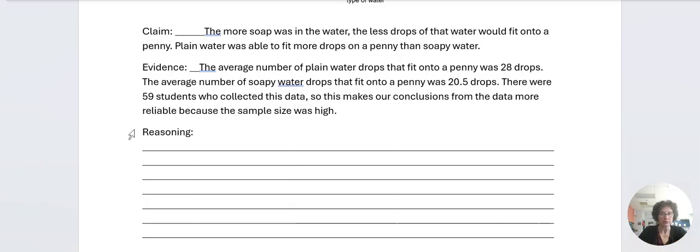We're never absolutely certain. In science, we always want to be a little skeptical, right? But since we got a nice high sample size, and since there is a pretty big difference between the soapy and the plain water averages, we're going to say that our claim is supported.